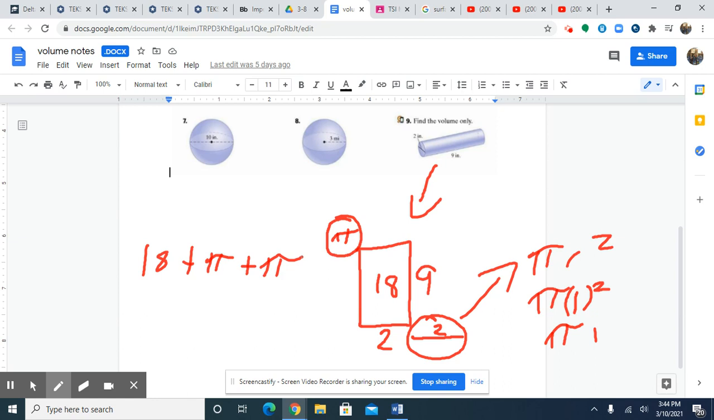Which again, we can just say 18 plus 3.14 plus 3.14 would be a total of 24.28, rounding up.